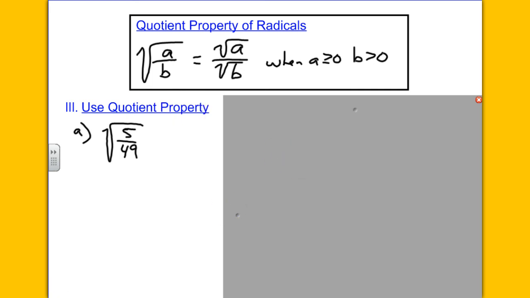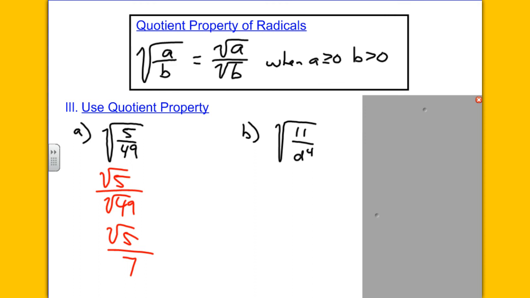So let's try it. So square root of 5 over 49, we can now expand, right? And so we can pull it apart, square root of 5 over square root of 49. So what can we do with that? Can we take the square root of one of these numbers? Yes, which one? 49, right? So the square root of 49 is 7. So we pull out a 7 and there you go. Do we have a radical in the denominator? Nope, so we're good. Can we do anything with that square root of 5? No perfect square factor there? So we're good. Let's try it again.